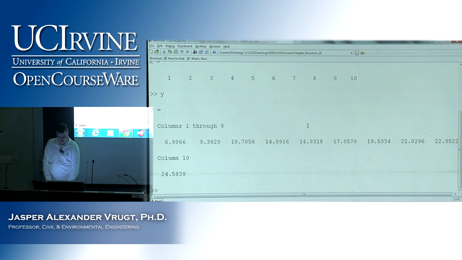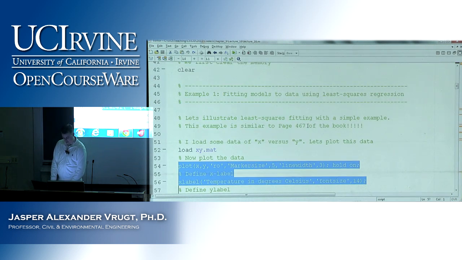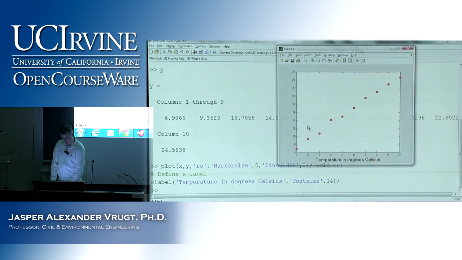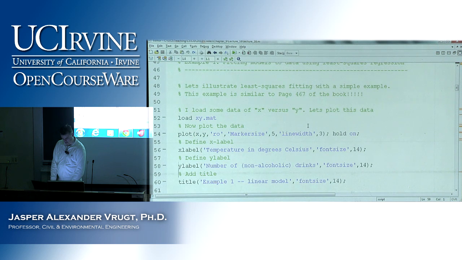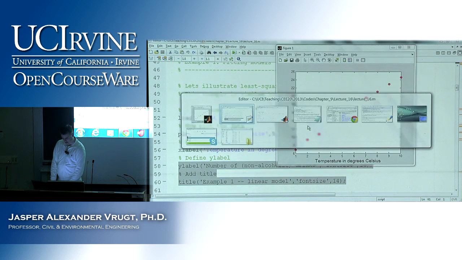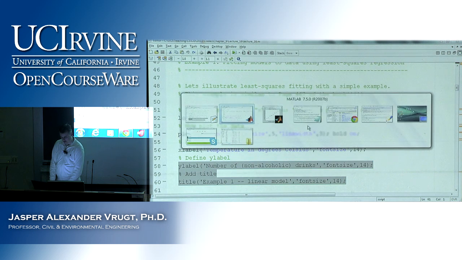So what do we do? We actually plot this thing, and we add some labels. I also add a nice title. So what did I do here?